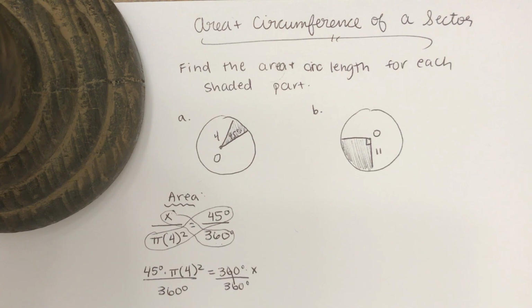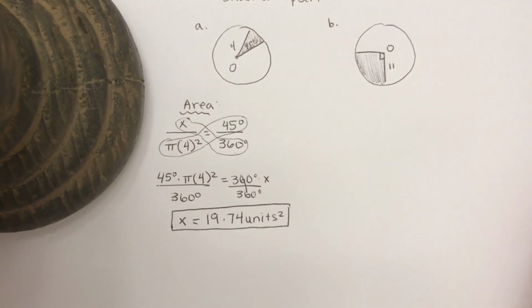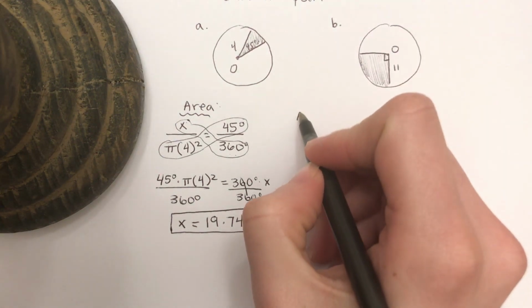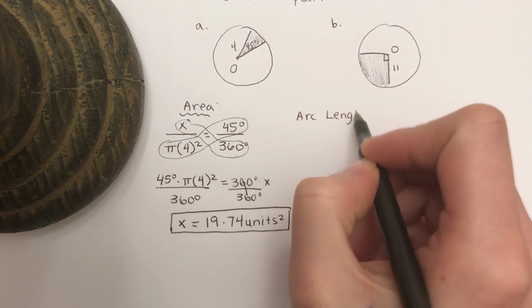So go ahead and type that into your calculator. I'm going to do that here. A few things to keep in mind. Please make sure you are using the pi button on your calculator and not just 3.14, because again, that'll give us the most exact answer. So when we type this in, we do get 19.74 units squared. So there is the area of that shaded section there.